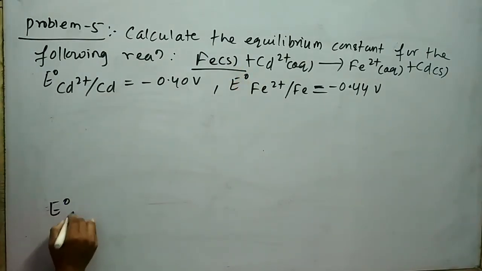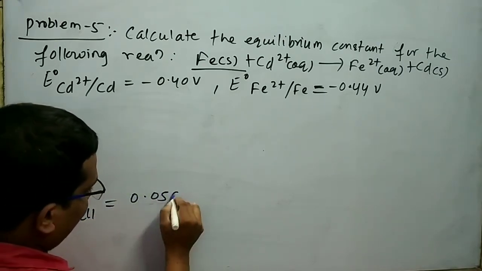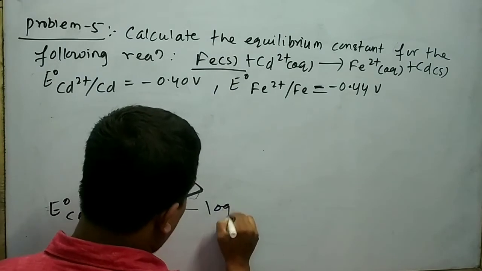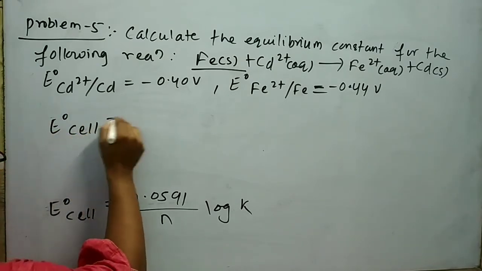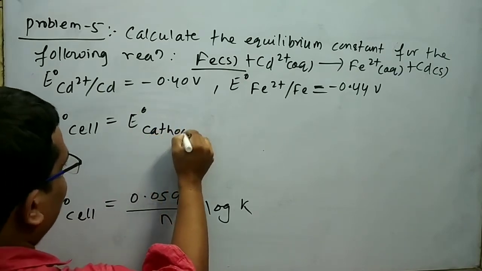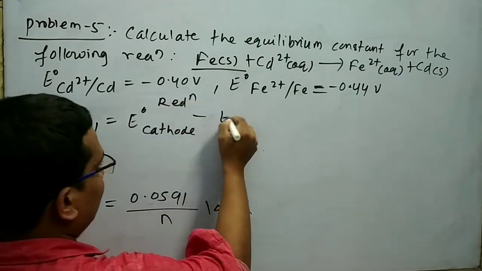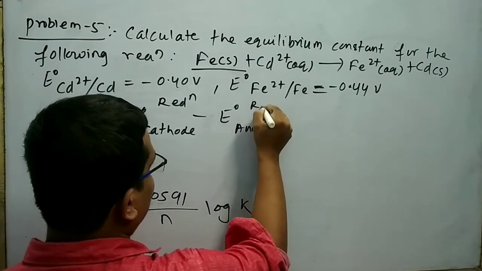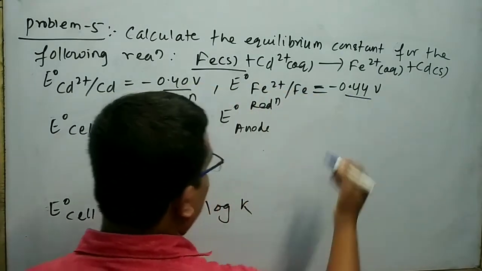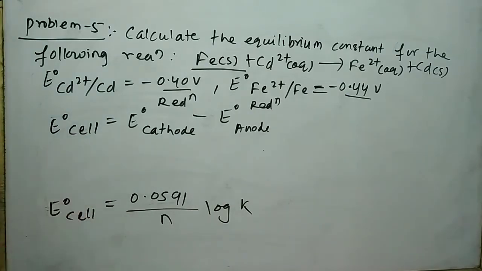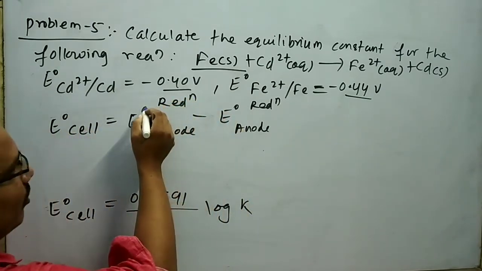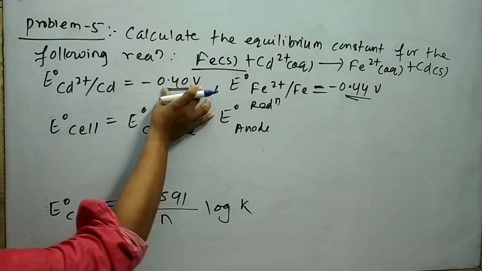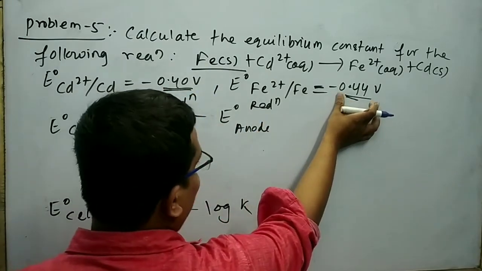We know that E0 cell equal to 0.0591 divided by n into log of K. Here the value of n is 2. Our aim is to find out the E0 cell. E0 cell equal to E0 cathode reduction minus E0 anode reduction. These two values are reduction potentials, so it is fine to apply this formula. Now put these two values in this equation. This one is larger than this one, so this value is used for this term and this value is used for this term.